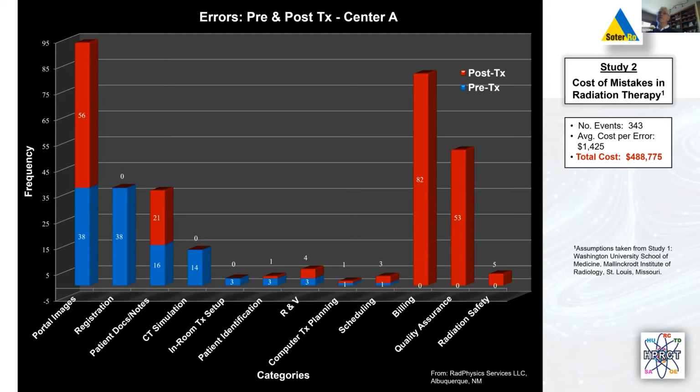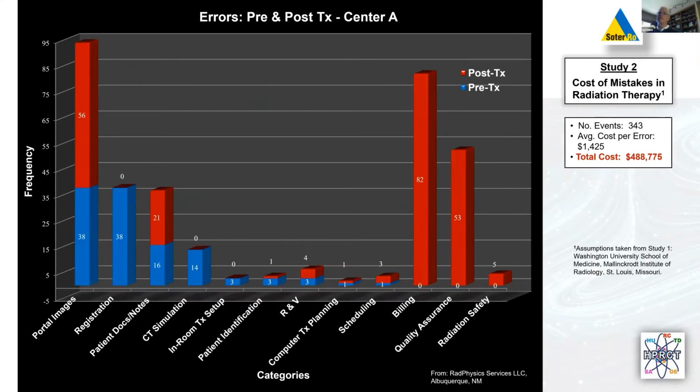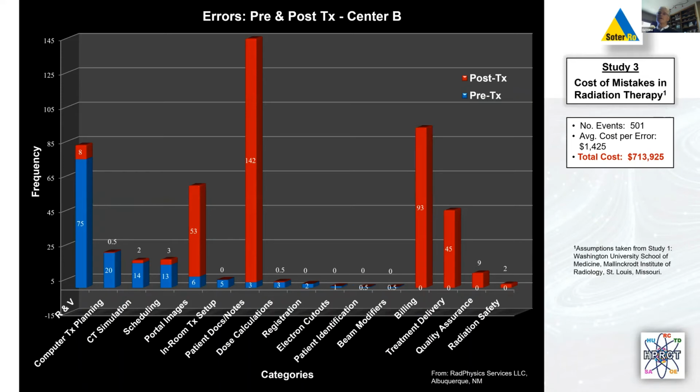So when we looked at the cost and applied that across this spectrum of mistakes that were caught and measured, they came to $488,000 for 343 mistakes in this one study. So now we have a second study that says there's a lot of money going towards errors. We did a third study, at a different center. This is one center, this is another center. You'll see the errors are entirely different. This goes to show you standardization is different. Skill sets are different. Where mistakes occur at different centers is different.